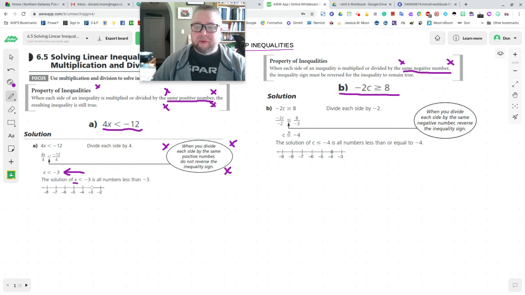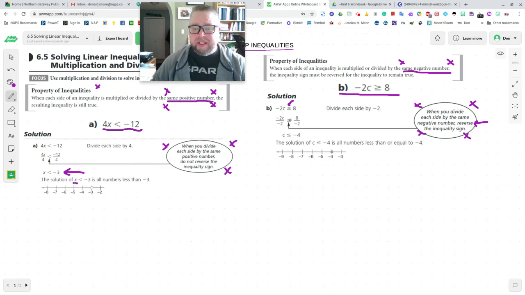Now, if I were to leave that there with this symbol right here, it's not going to be true. So I have to make sure that when I'm dividing by a negative integer, the same negative number, I have to reverse the inequality sign. You'll notice that right here, the inequality sign is facing towards negative 2c, but that does not make it true.